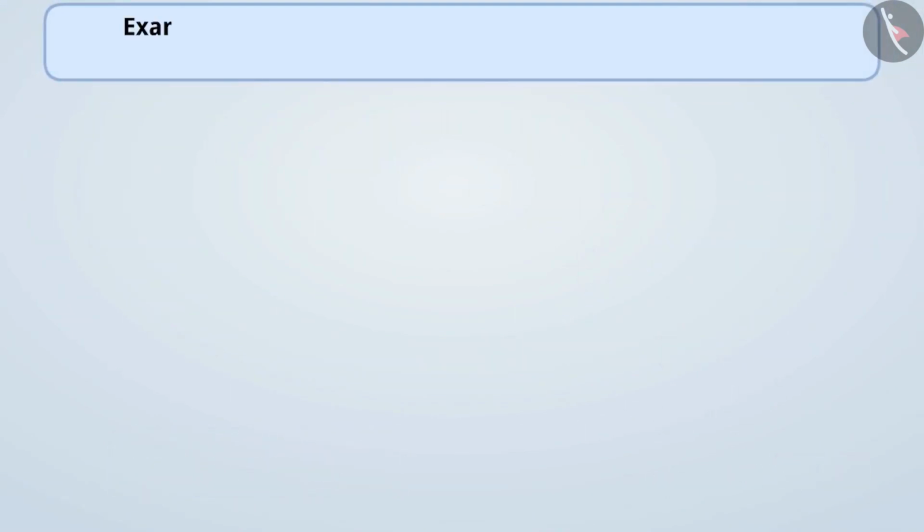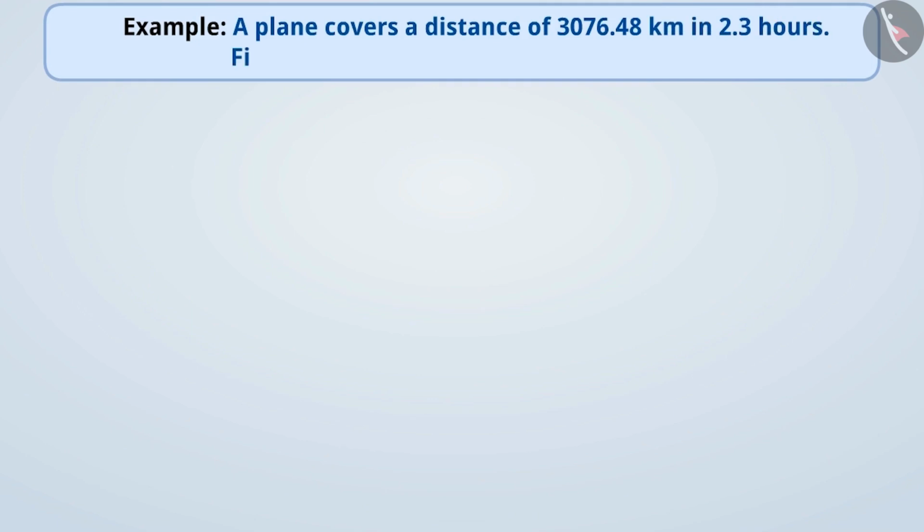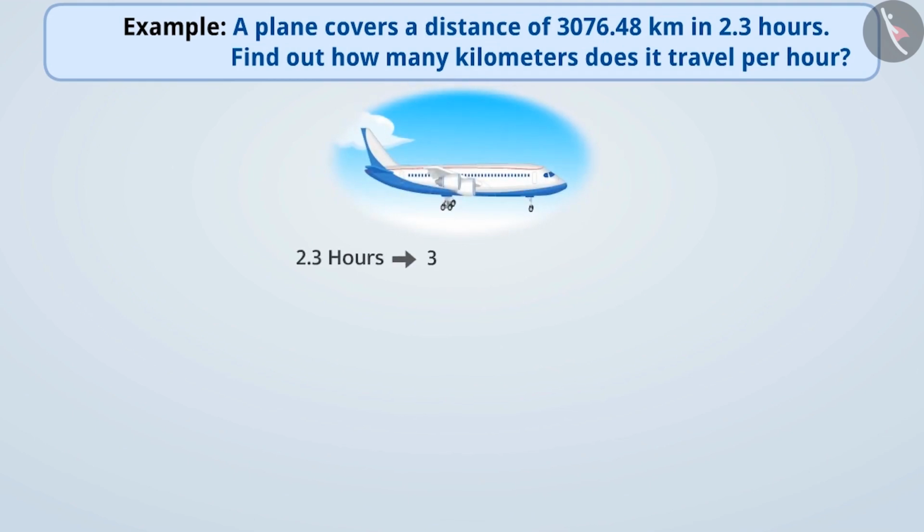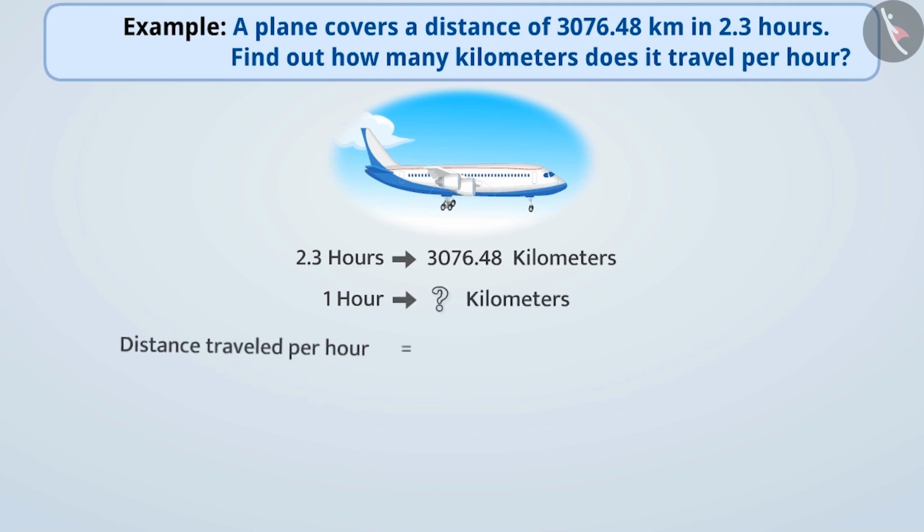Next example. A plane covers a distance of 3076.48 kilometers in 2.3 hours. Find out how many kilometers it travels per hour. The example shows that the aircraft covers a distance of 3076.48 kilometers in 2.3 hours duration. If we have to find out how many kilometers it travels per hour, then for this we have to divide 3076.48 by 2.3. So let's find the result.